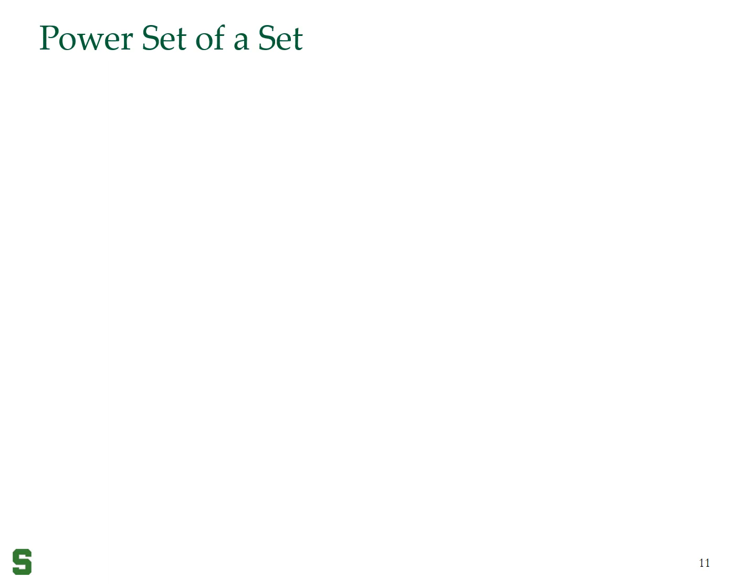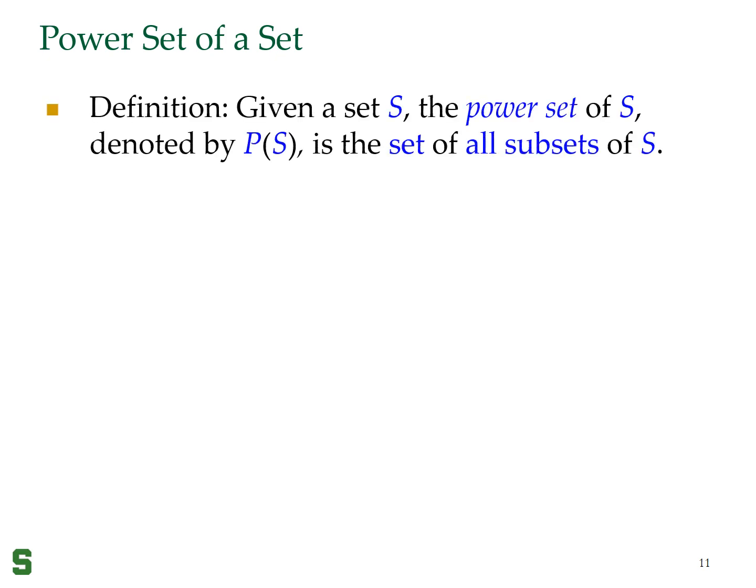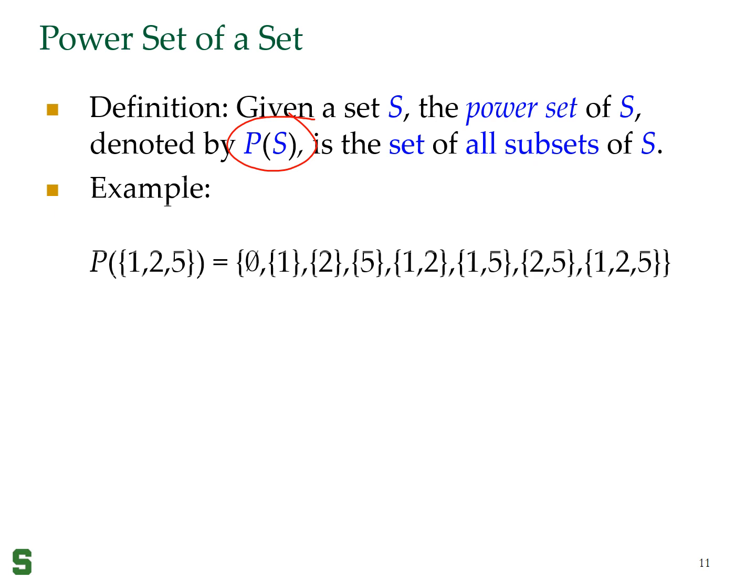The next operation we want to talk about is the power set of a set. So the definition is as follows. Given a set S, the power set of S, we write this as this function P of S, is the set of all subsets of S. So this includes the empty set as well as the set S itself.